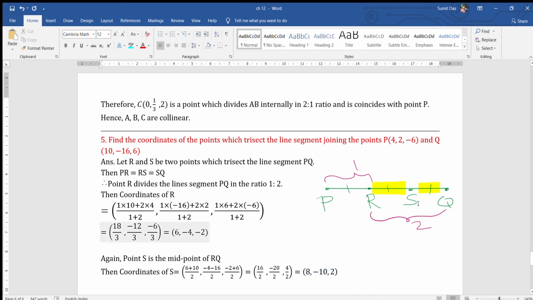Okay, so we took the P, R and Q. R coordinate is 6 minus 4 minus 2. Be careful about this one. And Q coordinate is 10 minus 16 plus 6. All the calculations, check again.